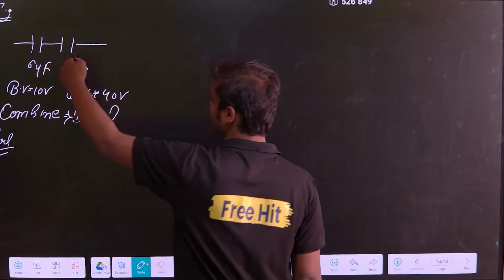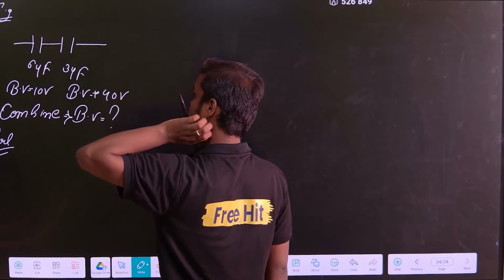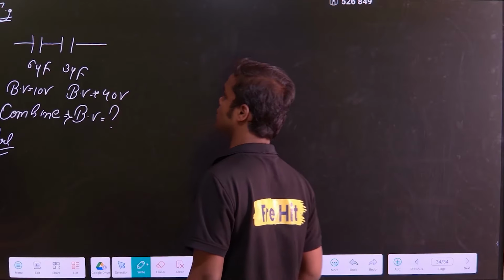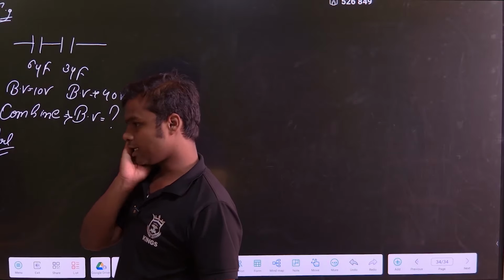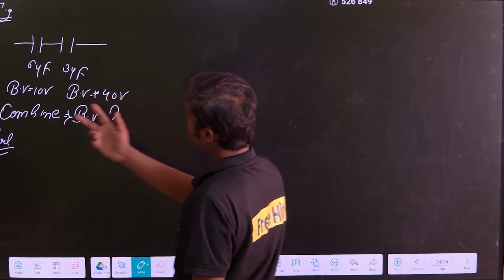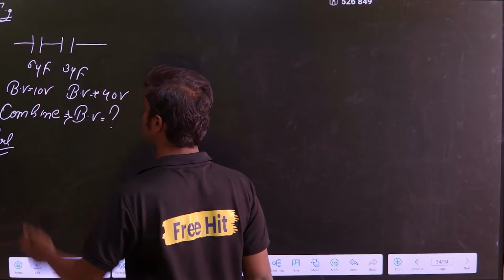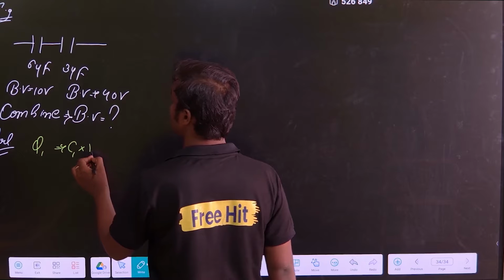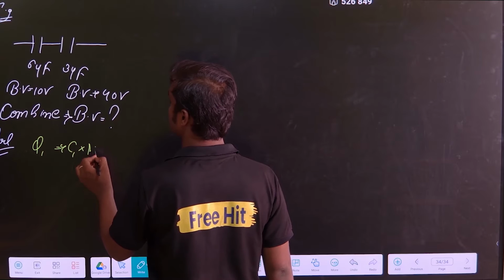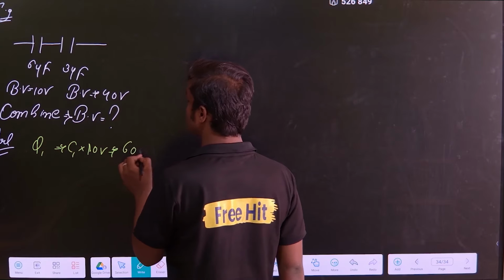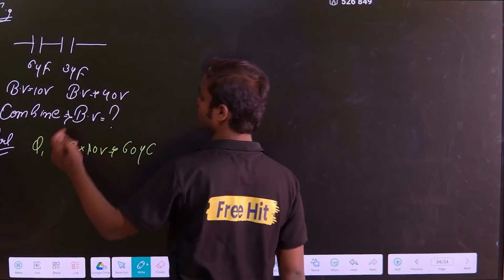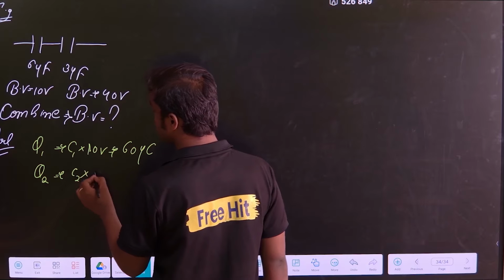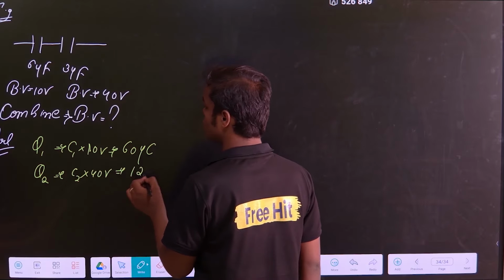They are connected in series, so the charge will be the same, correct? Any doubt? Charge will be same. For this, the BV is 10 volts. So what is the charge due to this? If I calculate the charge due to C1, that is C1 into 10 volt, correct? That is 60 microcoulomb, the charge due to this capacitor. Similarly, the maximum charge we can go for on C2 is C2 into 40 volt, which is 120 microcoulomb.